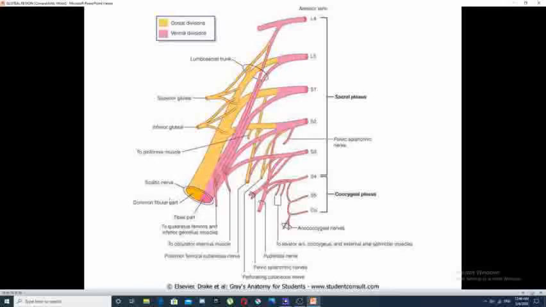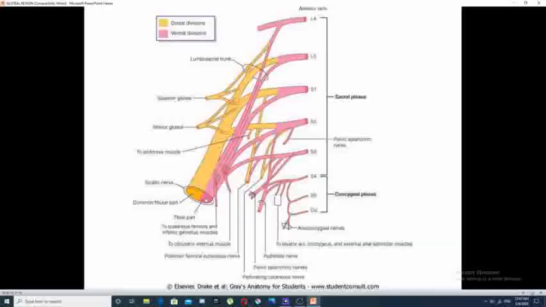It is a large nerve composed actually of two parts: a lateral part called the common peroneal nerve and a medial part called the tibial nerve. These two parts are enclosed within one nerve sheath, and finally they form a large nerve which is called the sciatic nerve. Thank you.